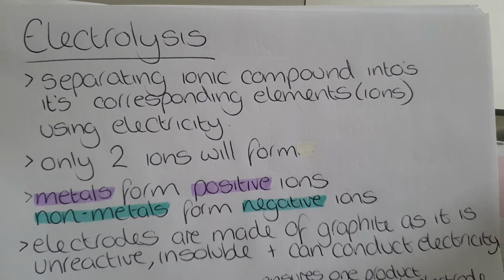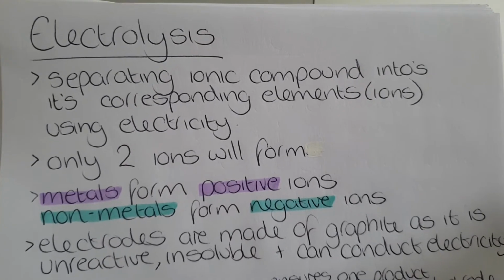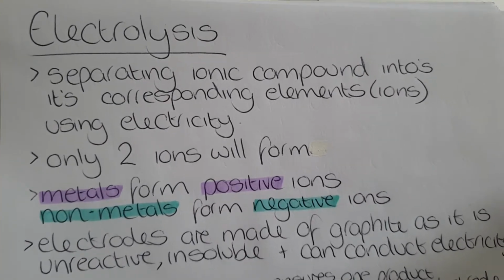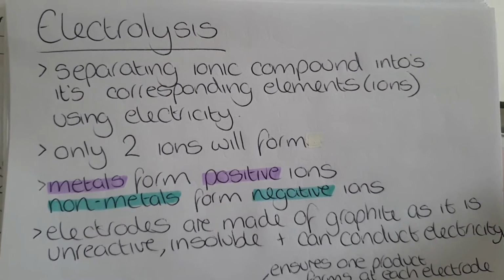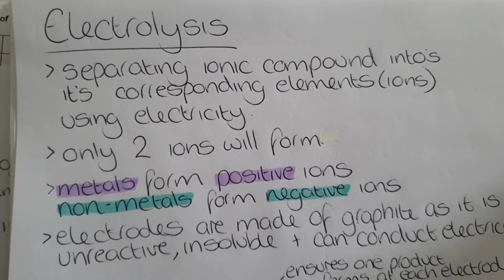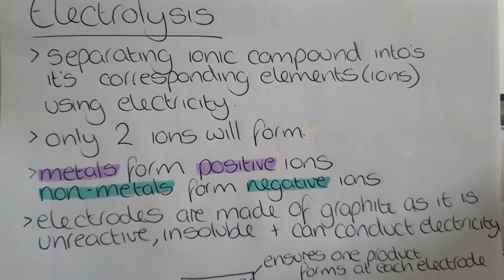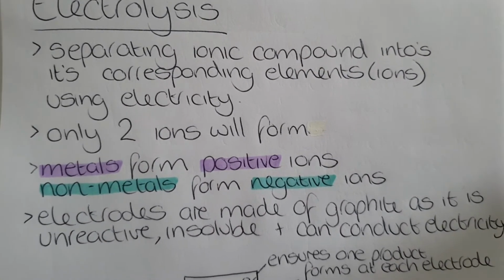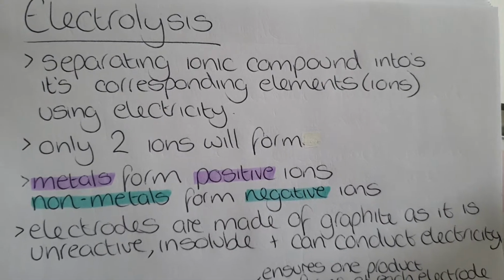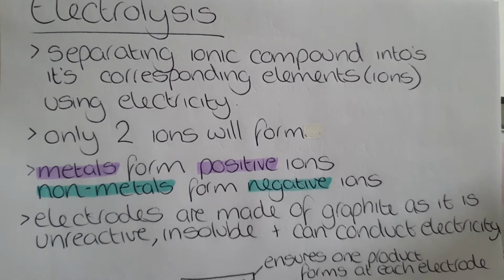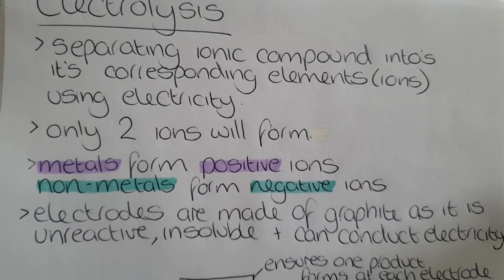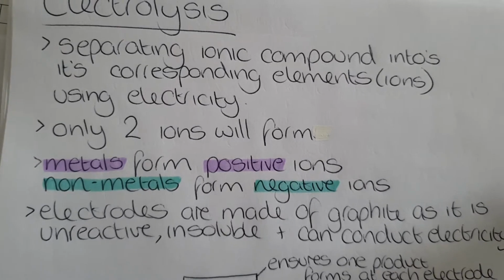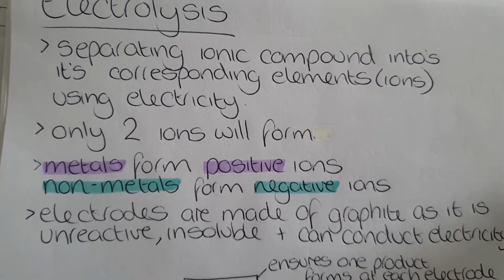This video is going to cover what electrolysis is and some common questions associated with it at National 5 level. The definition of electrolysis is separating ionic compounds into its corresponding elements or ions using electricity. Note that we will only form two ions, one positive and one negative, and some information you've learned previously that helps here is that metals always form positive ions, non-metals form negative ions. So that will be useful later on.